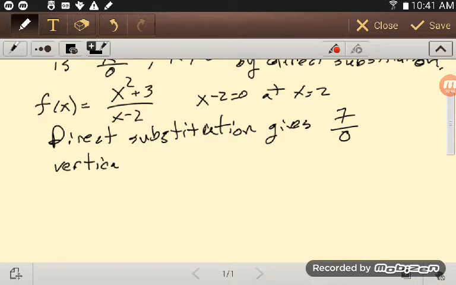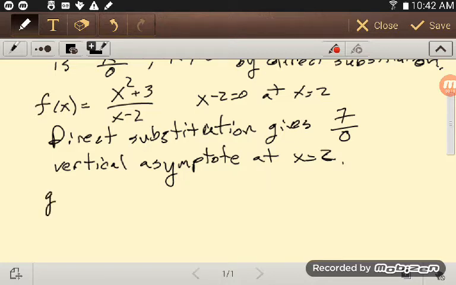Now, what do you do to check that? Well, look at it graphically. Okay, oops, x equals 2. Okay, vertical asymptote at x equals 2, look at it graphically and we can see that that's the case. And so that's all you're looking for.